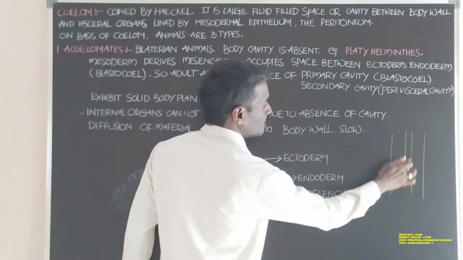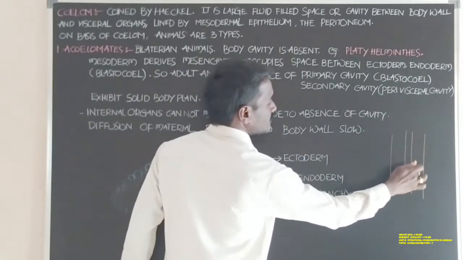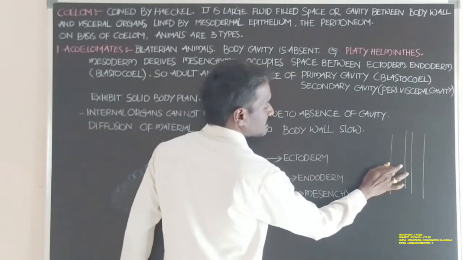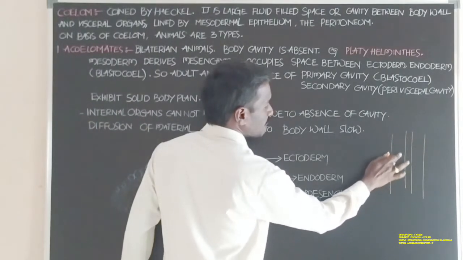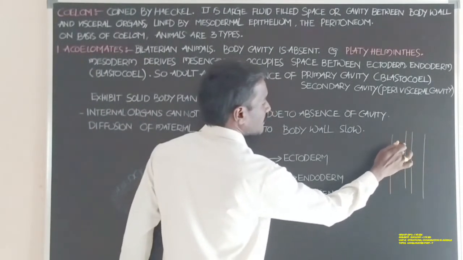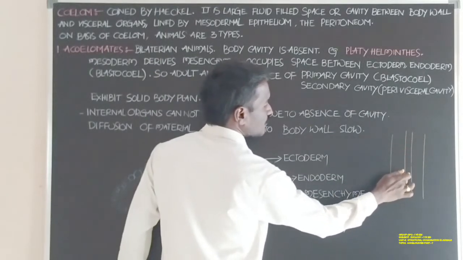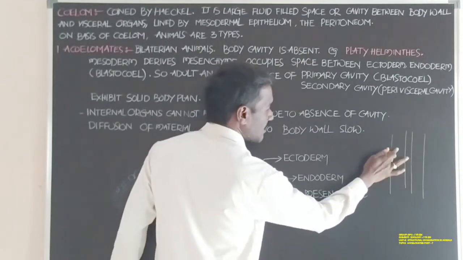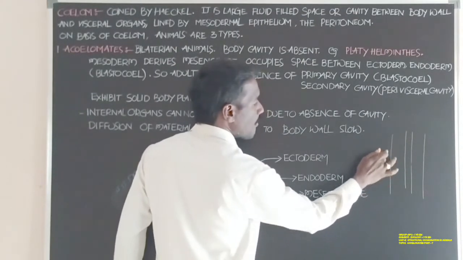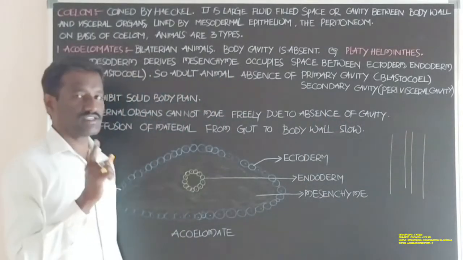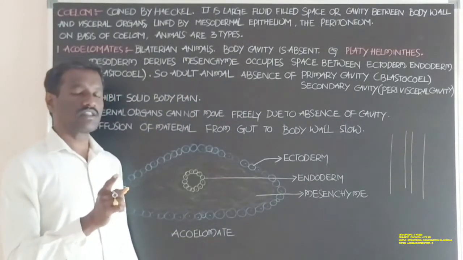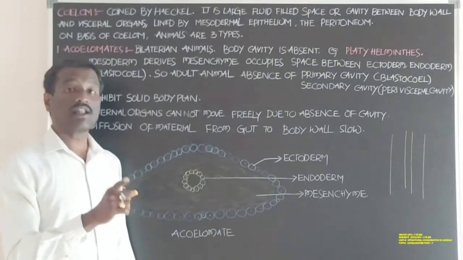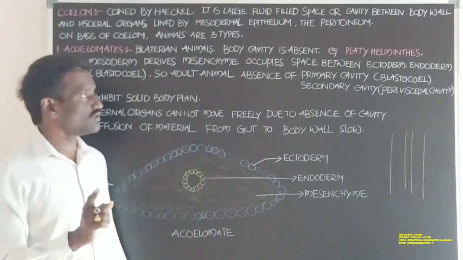This is the gut tube, the food tube, and this is the body wall on both sides. This is a space between the body wall and the visceral organs, and also the gut tube. That space is called the body cavity, or the coelom, or secondary body cavity, also called the perivisceral cavity.